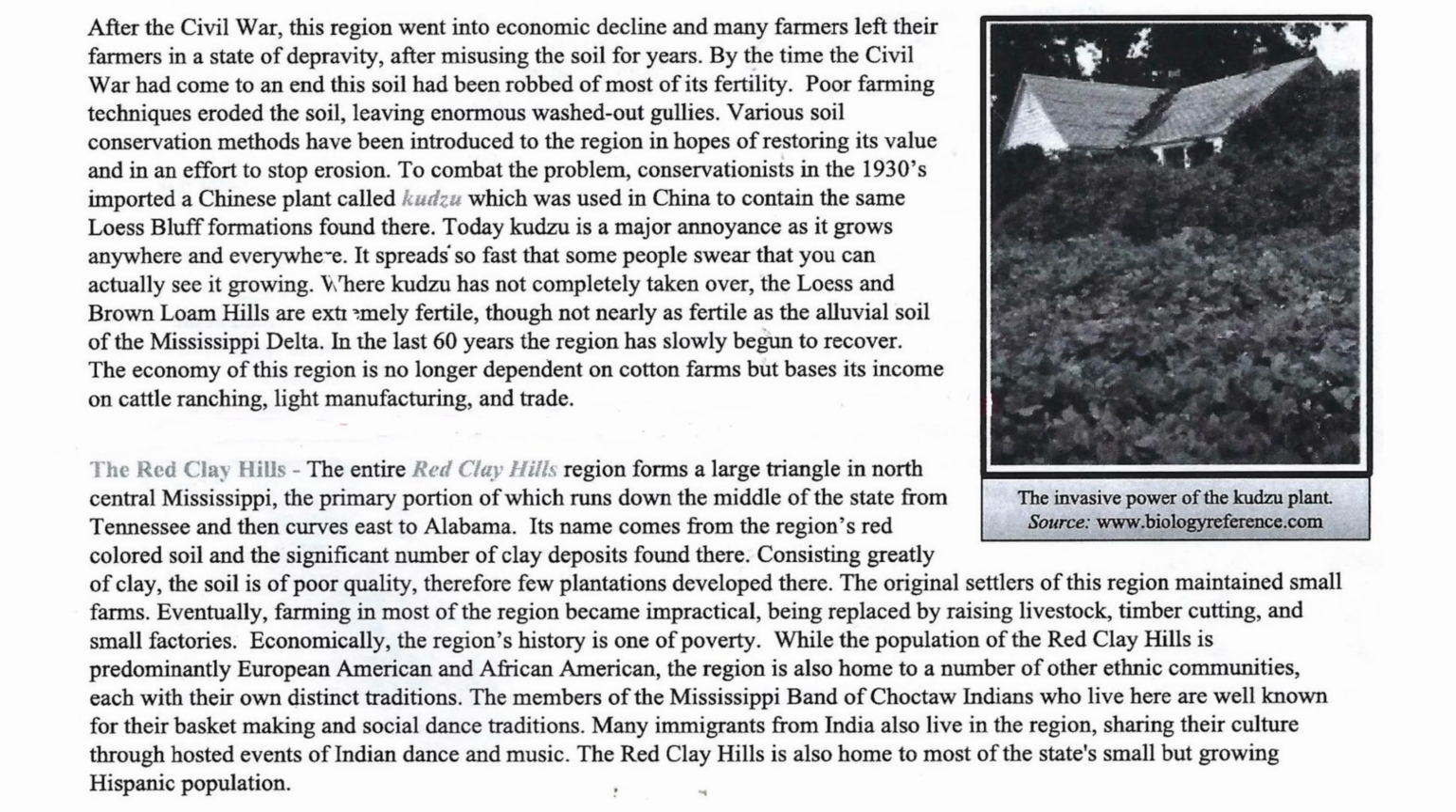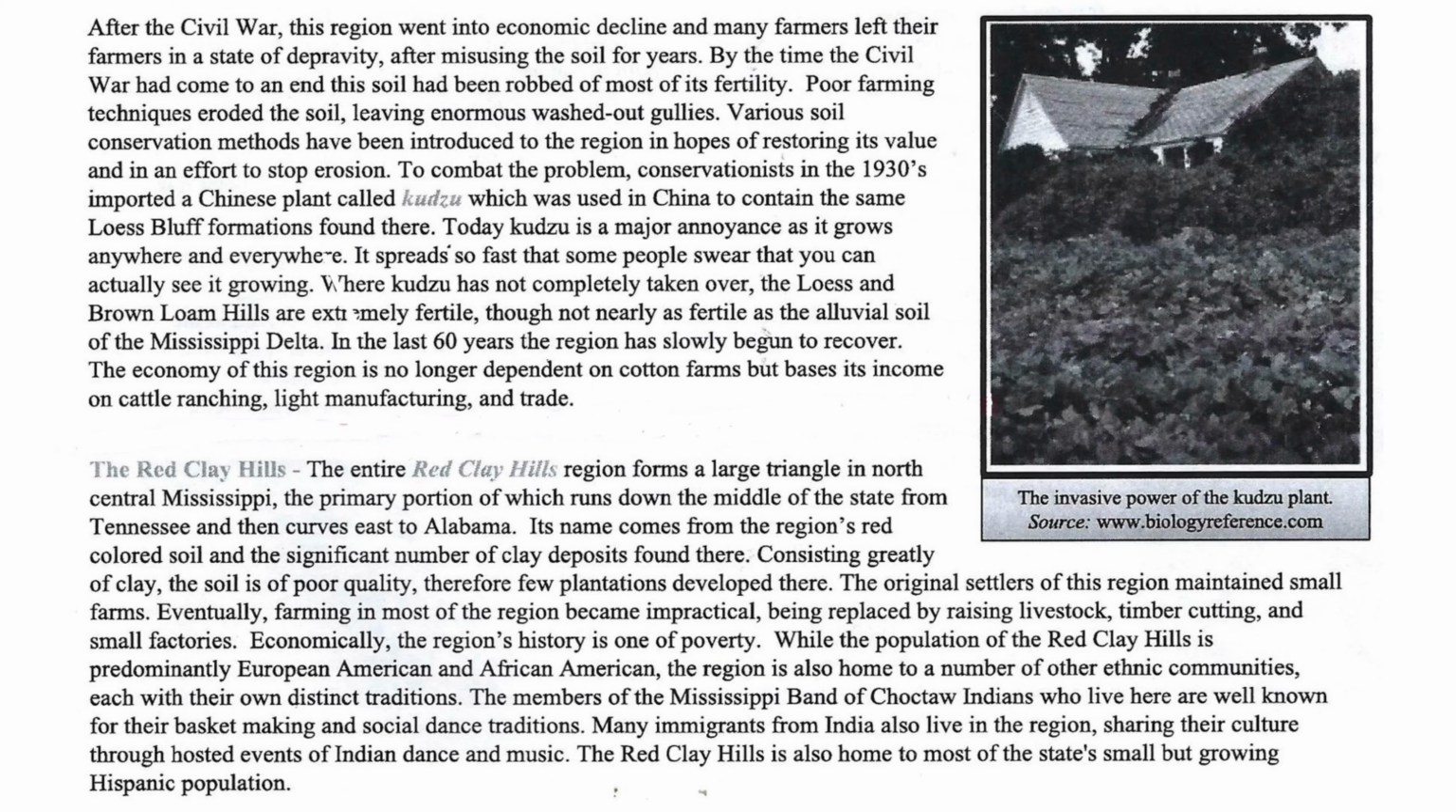The entire Red Clay Hills region forms a large triangle in north-central Mississippi, the primary portion of which runs down the middle of the state from Tennessee and then curves east to Alabama. Its name comes from the region's red-colored soil and the significant number of clay deposits found there. Consisting greatly of clay, the soil is of poor quality. Therefore, few plantations developed there. The original settlers of this region maintained small farms. Eventually, farming in most of the region became impractical, being replaced by raising livestock, timber cutting, and small factories. Economically, the region's history is one of poverty.